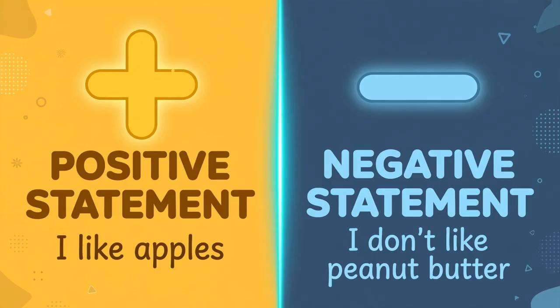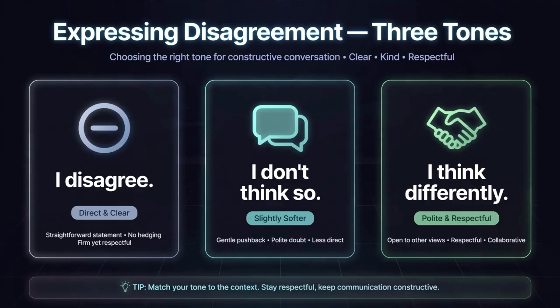Direct disagreement phrases. If you want to be more direct about your disagreement, here are some phrases you can use. I disagree. Simple, clear, and direct. I don't think so. A slightly softer way to disagree. I think differently. This is polite and respectful. It acknowledges that the other person has a view, but you see things another way. These phrases work in both casual and formal settings.